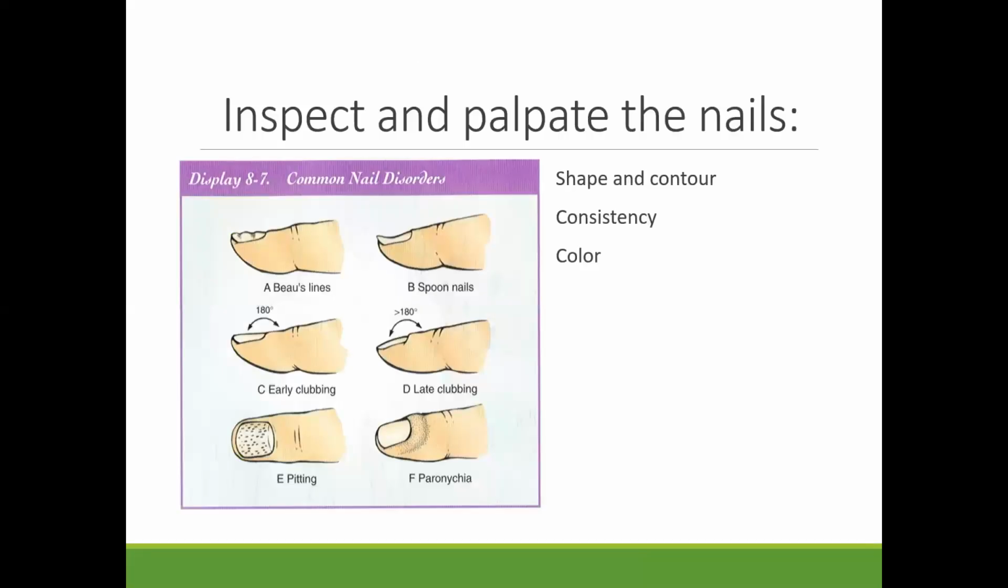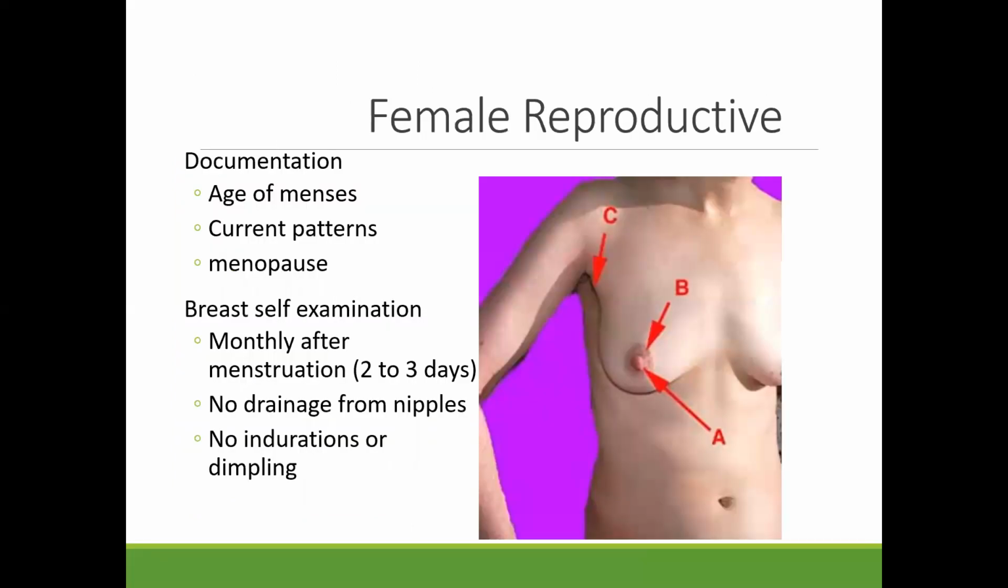Inspect and palpate the nails, looking for any clubbing, anything like that. Female reproductive: unless they're coming in for female reproductive problems, we typically don't assess the breast or the vagina, unless that's why they're there.